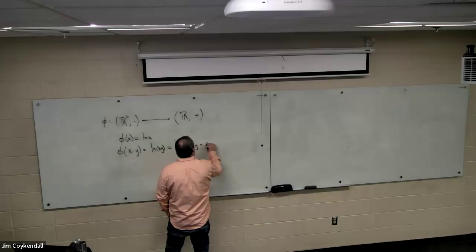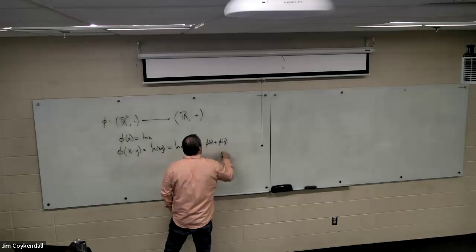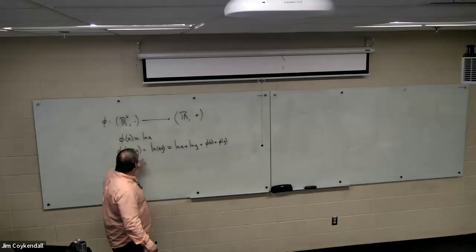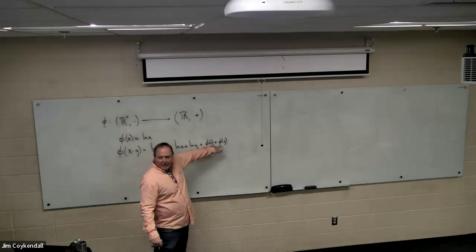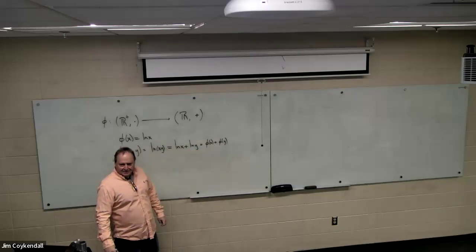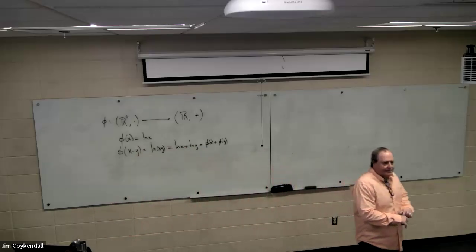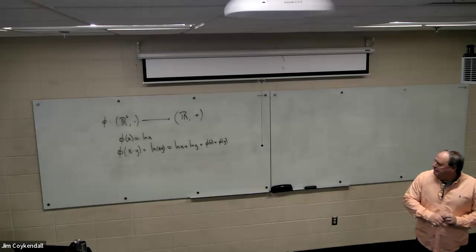This is phi of x plus phi of y. So it takes the multiplication and respects it into the addition. I agree with that. Any questions on that?